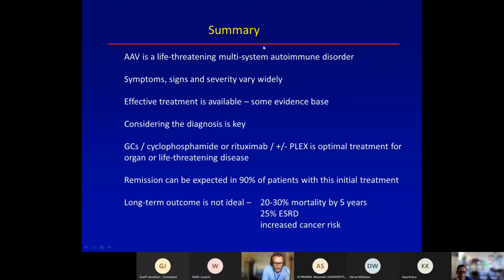So essentially, the sooner you get treatment in, the better. Both will take a couple of weeks before they're maximally effective. The reason for giving the methylpred is that the effect is very rapid. But the sooner you get the cyclophosphamide or the rituximab in, the better, because then that coincides with the prednisolone doses starting to be reduced.